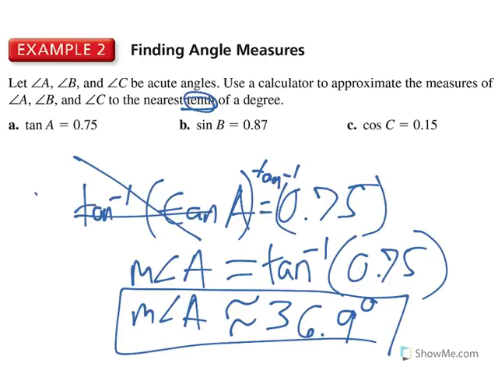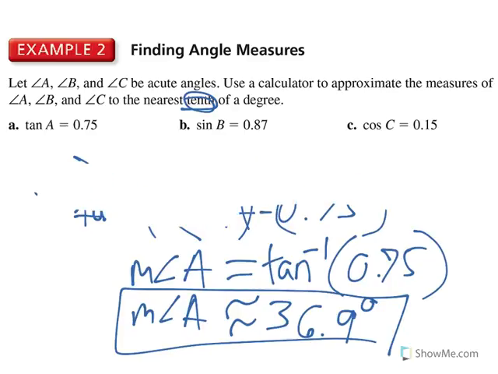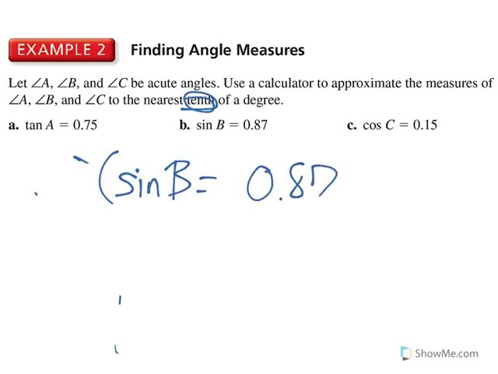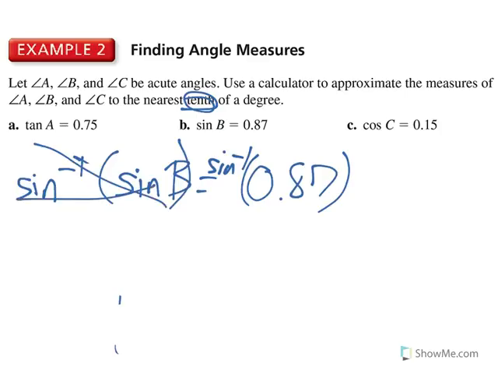So then with the second one, B, we're going to do the same thing. Okay, so if I erase all this, so sine B is equal to 0.87. Okay, I'm going to take the inverse sine of both sides. I just take the inverse of whatever function I already have there. So inverse sine of both sides. Inverse sine and sine cancel each other out. Okay, and if you need to see that better, these two cancel. And so I'm left with just the B.